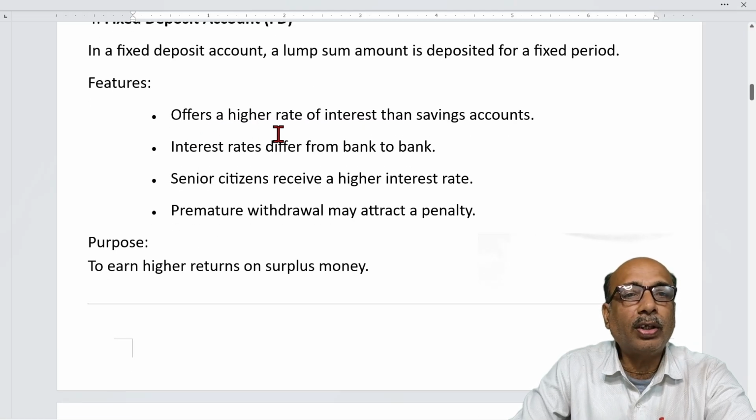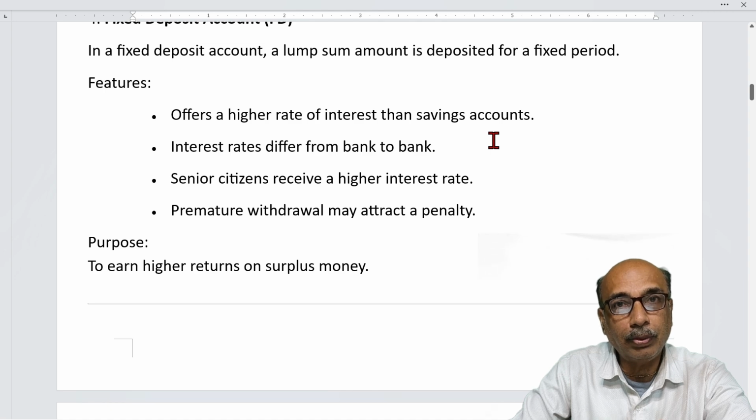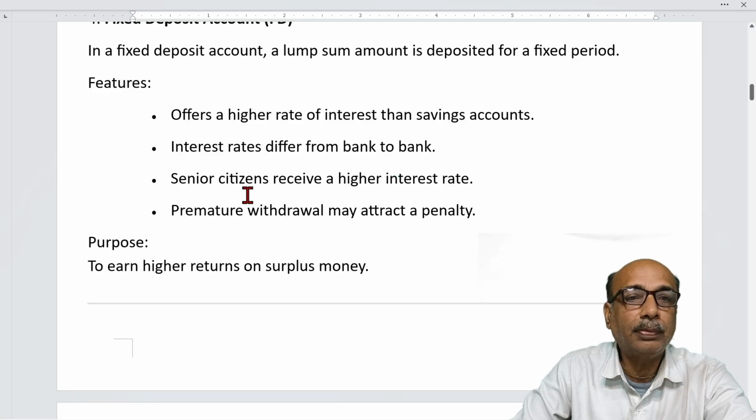Features: offers a higher rate of interest than saving account. Interest rate differs from bank to bank. Every bank's interest rates are different. You can search what are the interest rates of different banks on saving account, on RD account, on fixed deposit, and the period of fixed deposit also differs. Senior citizens receive a higher interest rate.